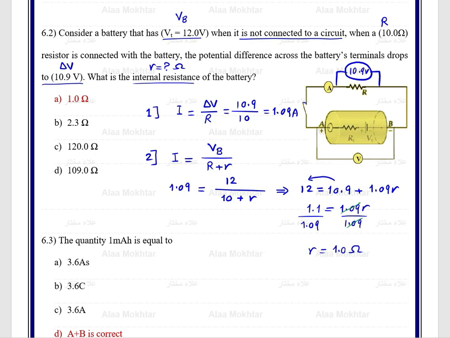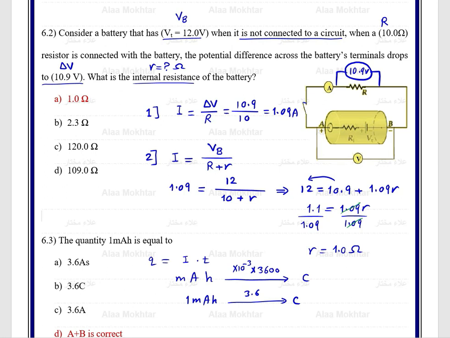Question 6.3. The quantity milliampere hour is equal to what? If I need to convert milliampere hour, I need to convert it to ampere. It means I, hour means time, and it's equal to the charge. So if I need to convert it to coulomb, milliampere multiplied by 10 to the negative 3, hour times 3,600, it's equal to 3.6. So 1 milliampere hour is equal to 3.6 coulomb.